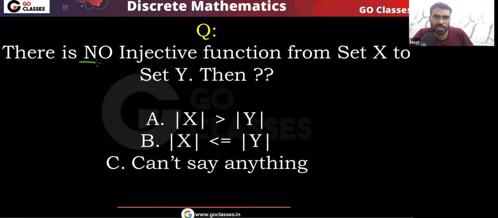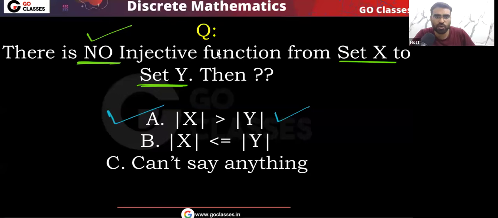Tell me the answer for this question now. Now I am saying there is no injective function from X to Y. Now you can say the answer will be option A. Okay, so did you understand the difference between all these three questions? I have given you three questions.